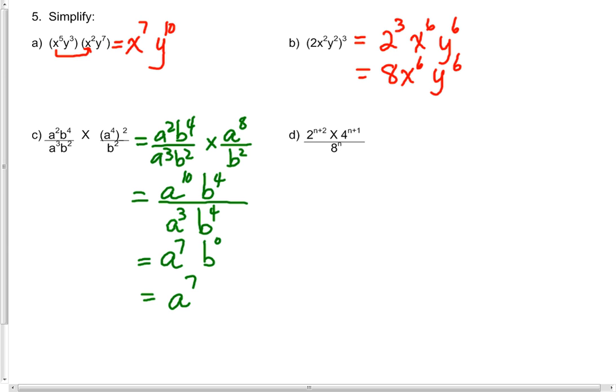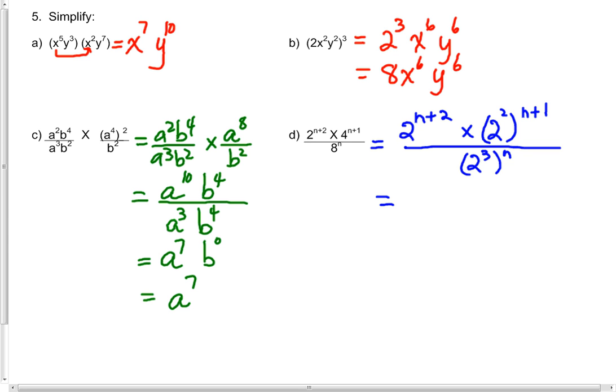2 to the n plus 2 times 4 to the n plus 1 over 8 to the n is a little tricky because we don't have any rules for things unless they have the same base. So I'm going to convert all of these to have the same base. I'm going to use base 2. I can replace my 4 with a 2 squared. Notice that I leave it in brackets. It avoids some error. On the bottom, I can replace the 8 with 2 cubed. Now I have the same base everywhere, and I can use all my rules of powers.